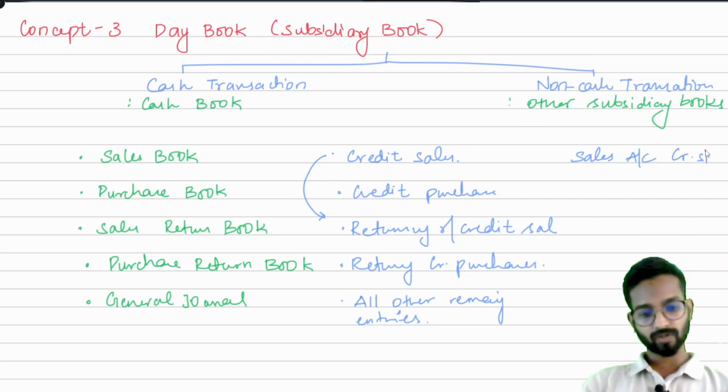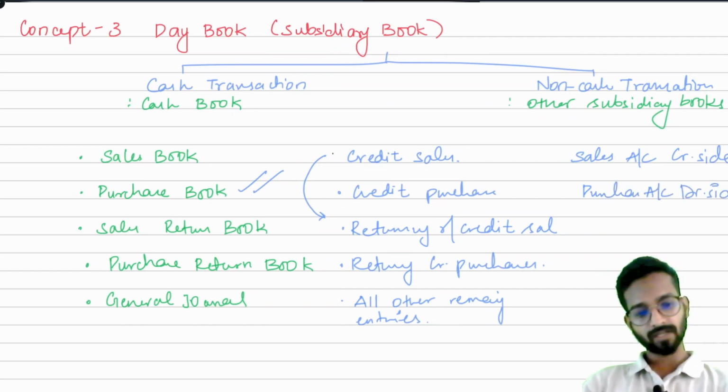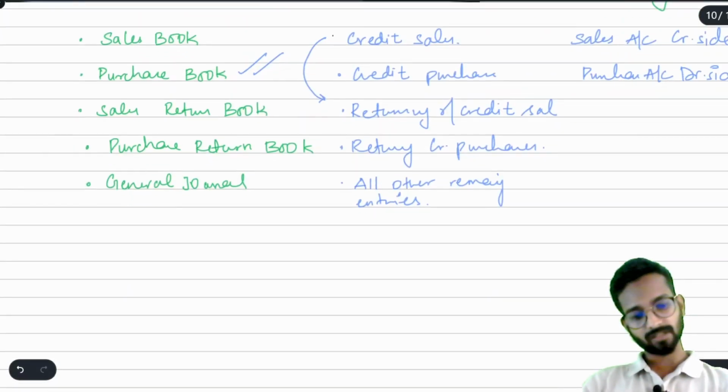Credit side, because sales is credited, purchases. So whatever total is there in the purchase book, that we will transfer to the purchase account. Which side? Debit side. Understood? I will give you a picture that will make you understand this better.